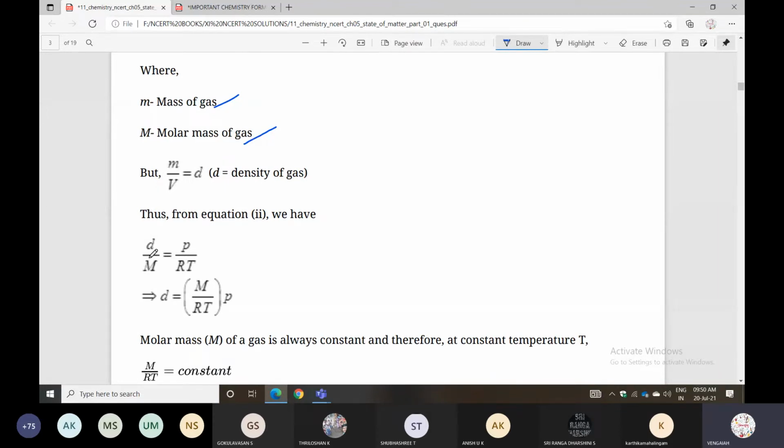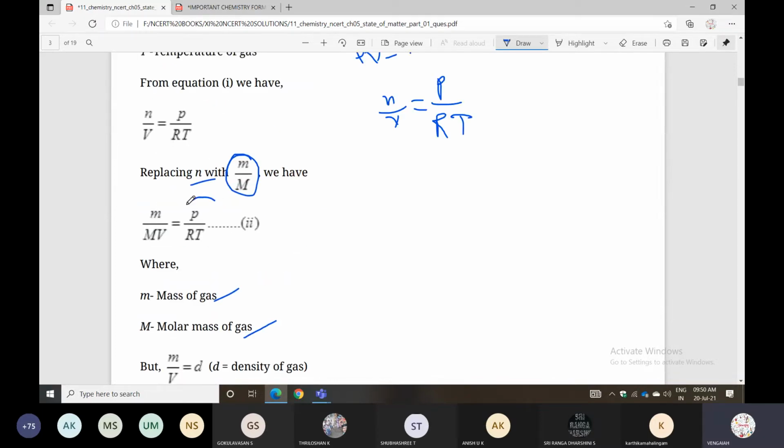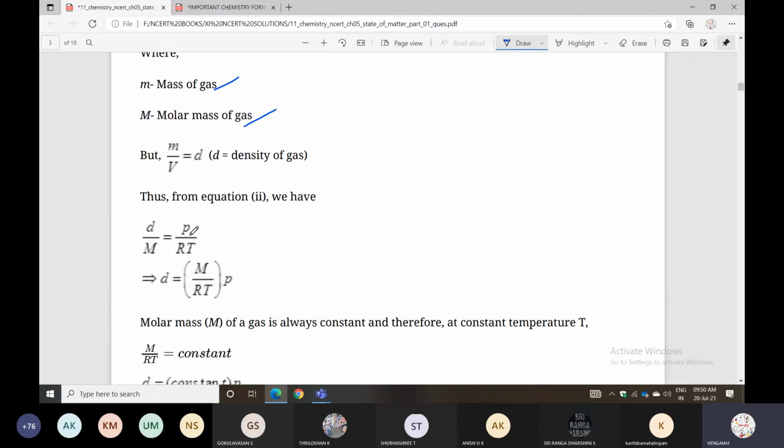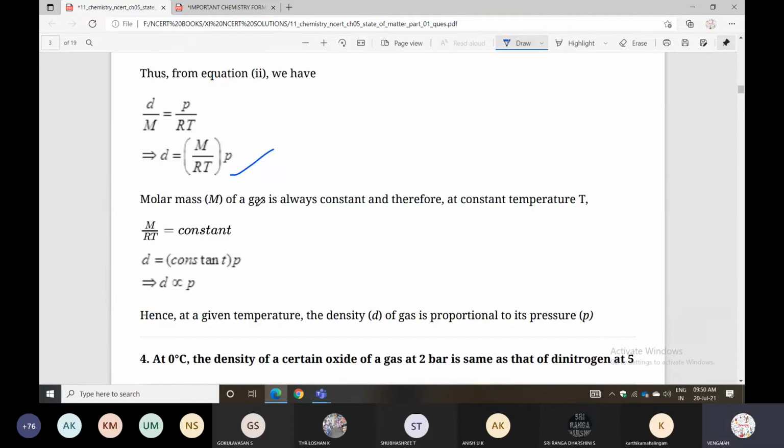d by M equals P by RT. P by RT will have no change. In the place of m by V they write density. That's why d by M equals P by RT. Then d equals MP by RT. The molar mass M of a gas is always constant, and therefore at constant temperature, density is proportional to P.